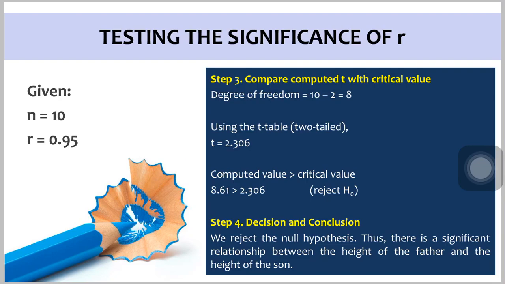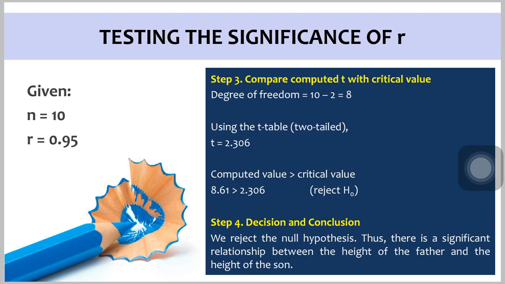Our computed value, 8.61, is greater than our critical value of 2.306. If you'll draw the normal curve, 8.61 is found in the rejection region. Thus, we reject the null hypothesis. We state our decision. We reject the null hypothesis. Thus, there is a significant relationship between the height of the father and the height of the son.